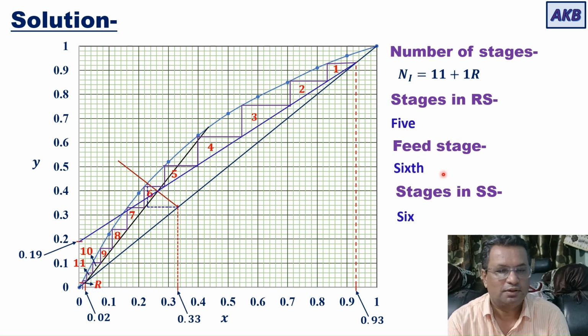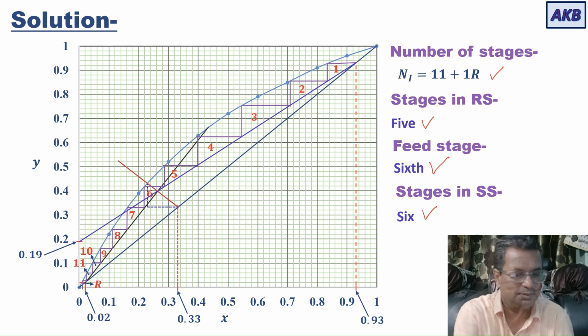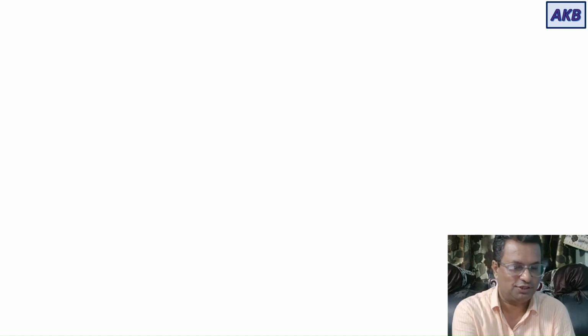So in this way, you can find the number of stages in a typical tray column. Here, at the end of our discussion, we have reported the total number of stages. Then we have reported how many stages are there in the rectifying section, what is the number of the feed plate, and how many stages are there in the stripping section. Okay, so in this way, we can use the McCabe Thiele method to find the number of equilibrium stages in a typical tray column. So with this, I end my discussion for this video.